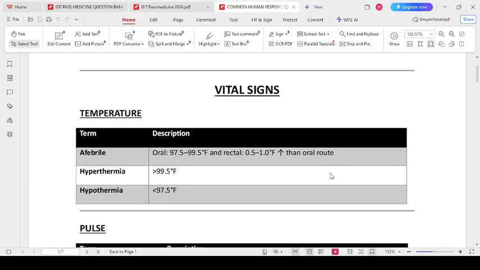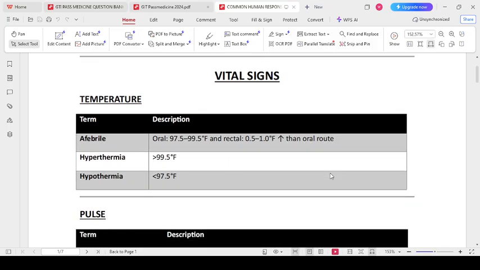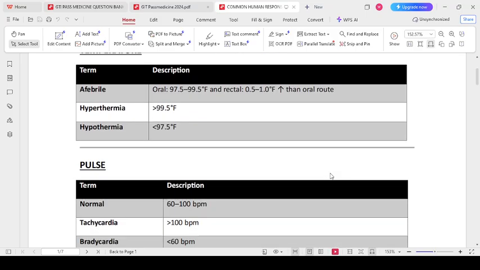First of all, for temperature, there are a few terms like afebrile, in which the oral temperature is 97.5 to 99.5 Fahrenheit, and for rectal, it's 0.5 to 1 Fahrenheit more than oral. Hyperthermia is more than 99.5 Fahrenheit, and hypothermia is less than 97.5 Fahrenheit.